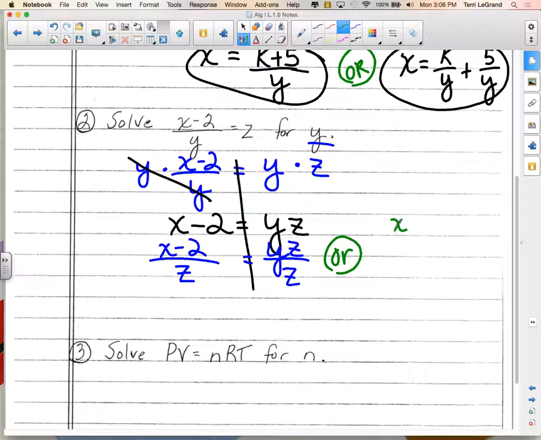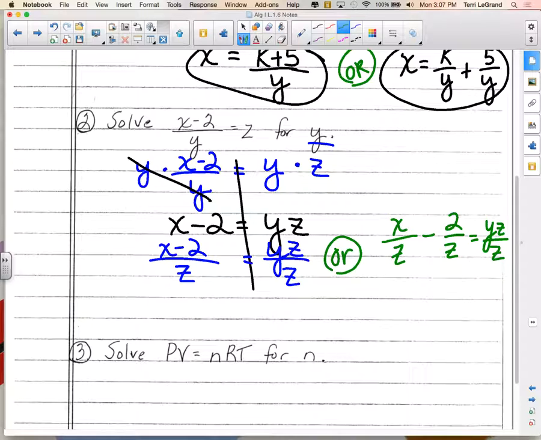So x can get divided by z. Bring down our subtraction sign. The 2 can get divided by z. Make sure you can tell the difference between your 2's and your z's. They can get confused. And the yz will get divided by the z. So we have both options, okay?